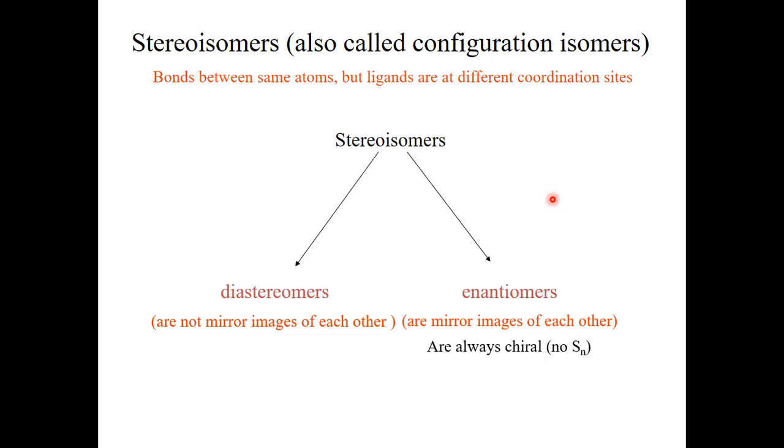So everything which is not enantiomers is diastereomers. Okay, so these stereoisomers are not mirror images of each other. They may be chiral or not. When one of the two diastereomers is chiral, then that means that there must also be an enantiomer to it, because there must be a mirror image to it.